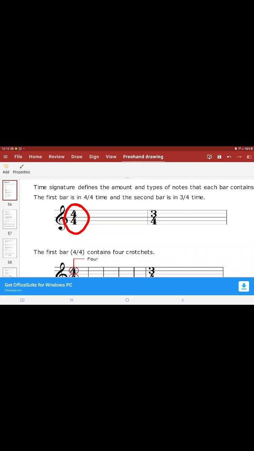Remember, a crotchet is a quarter note. So multiply this by 4. It means you have 4 quarter notes in a bar. 4 quarter notes in a bar. That's the meaning of 4/4. Note that. Now, we'll talk about another time signature example, 3/4.